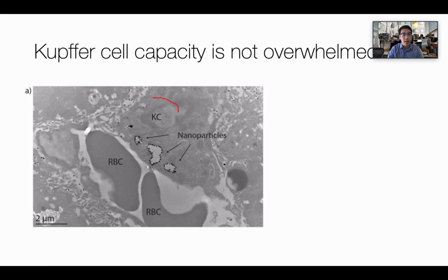So we're back in the liver, this is a cover cell. And you can see that the nanoparticles here represent maybe about 5% of the volume of this cover cell, right? And I'll tell you that this is nowhere near the maximum capacity of a cover cell, right?